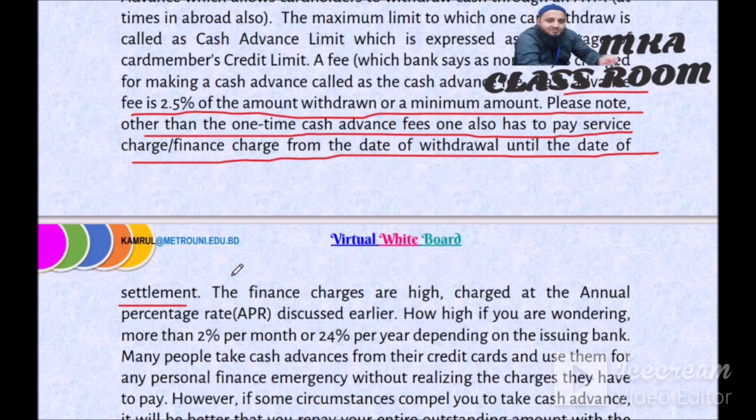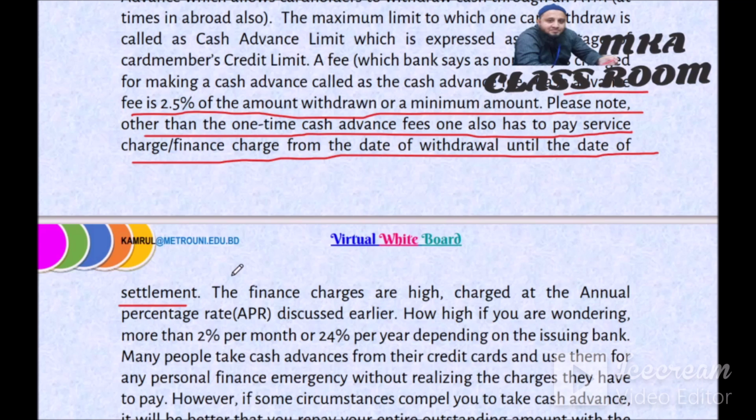Over the limit fee. Over the limit charges are applicable when the total amount outstanding exceeds the card limit. Say if your card limit is 50,000 and you spend 52,000, then you would be charged for spending taka 2,000 extra. That is the over limit fee.